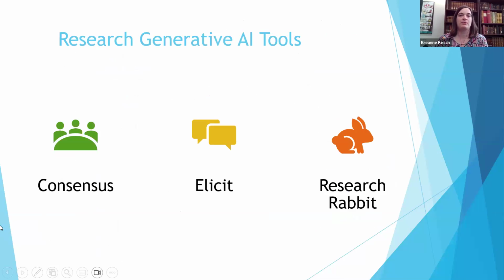So in terms of research generative AI tools, as I mentioned, the 3 I'll be focusing on for today's presentation are Consensus, Elicit, and Research Rabbit.